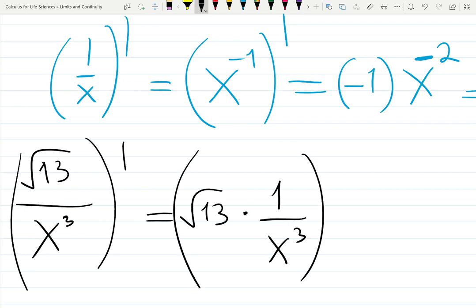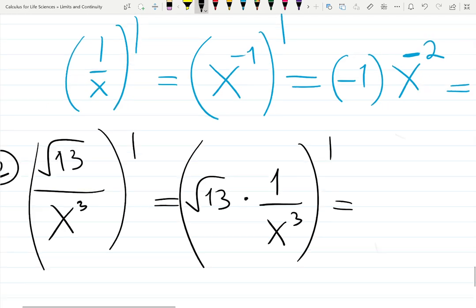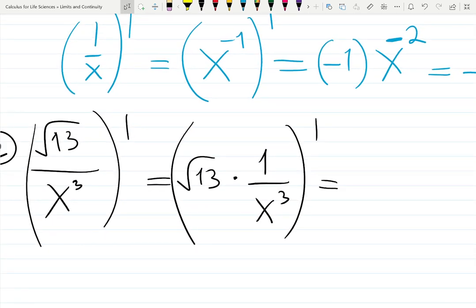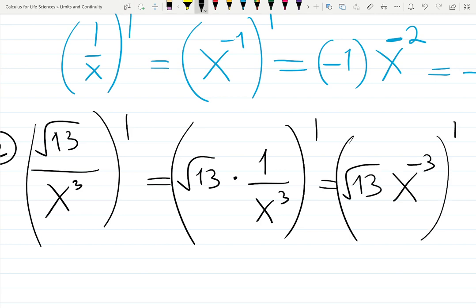And then we did not differentiate yet. That is still just rewriting. It's not even simplifying, we're just rewriting things. So now it looks like what we had before, but still 1 over x cubed looks a little bit complicated. Maybe let's rewrite more. X to the minus 3? That looks doable. Because now we know what to do.